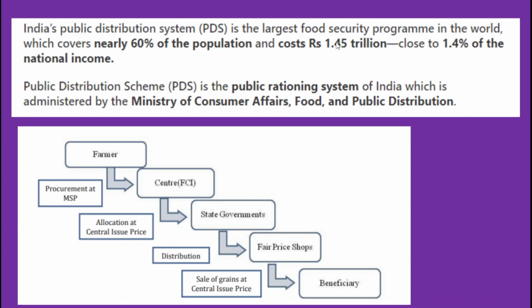Now in the first part, you just have to write about the public distribution system. What exactly is the public distribution system? I have already told you that through the public distribution system, food security of India's poor will be ensured. It is one of the largest programs, and it has been ensuring adequate food security for the poor. Through it, around 60% of India's population is covered, and the total cost of the public distribution system is around 1.45 trillion rupees, which is equivalent to 1.4% of India's total national income. These are some of the statistics related to the public distribution system.